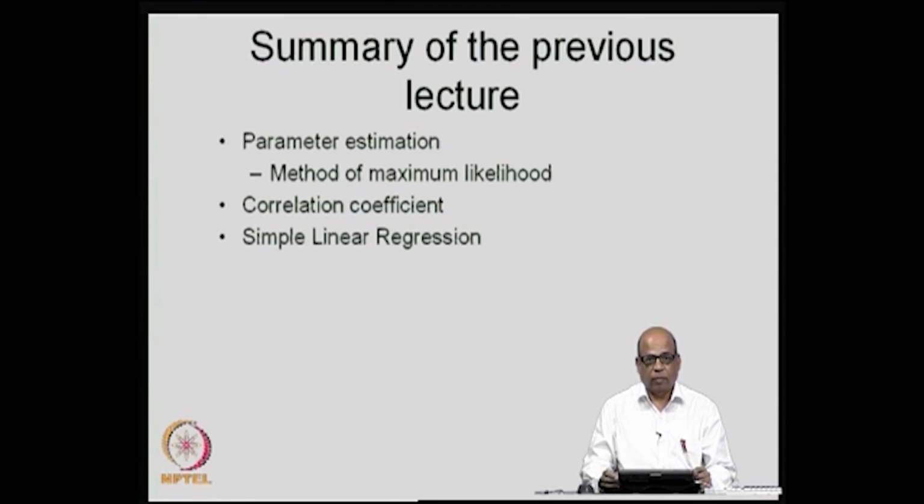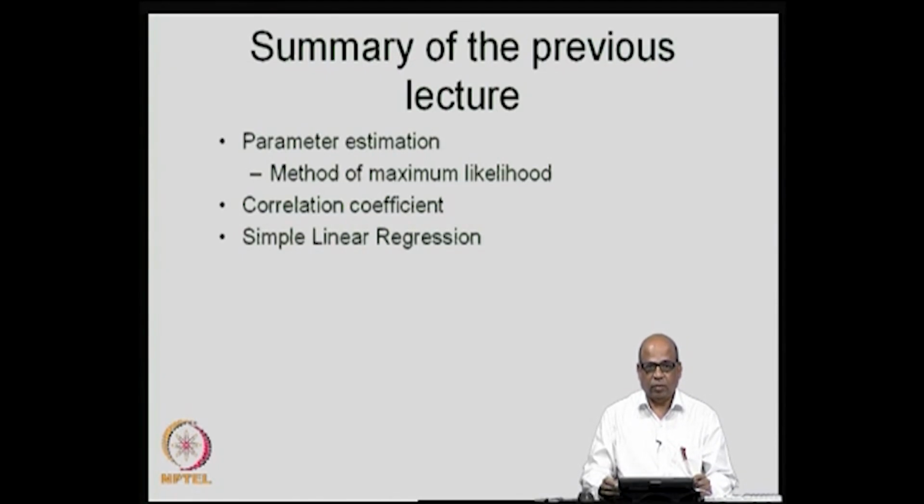In the method of maximum likelihood, if you recall, we construct a likelihood function given a sample x 1, x 2, etcetera, x n, and then we look for that set of parameters theta 1, theta 2, etcetera, theta m, which will maximize the likelihood function. And in many situations, it will be advantageous to take the log of the likelihood function and maximize the log of likelihood function. Then we went on to introduce the correlation coefficient.